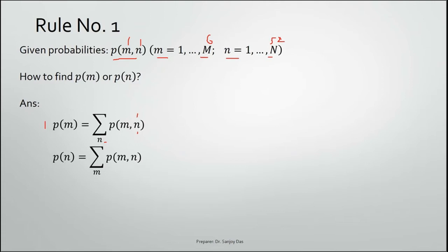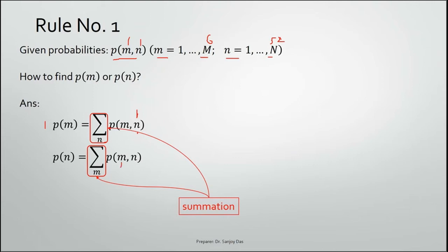So remember this rule. In order to eliminate one index, we are trying to eliminate m here, and we're trying to eliminate index n here. What we do is we sum the joint probability with respect to that index. And that gives us the probability with that index eliminated. That's rule number 1.